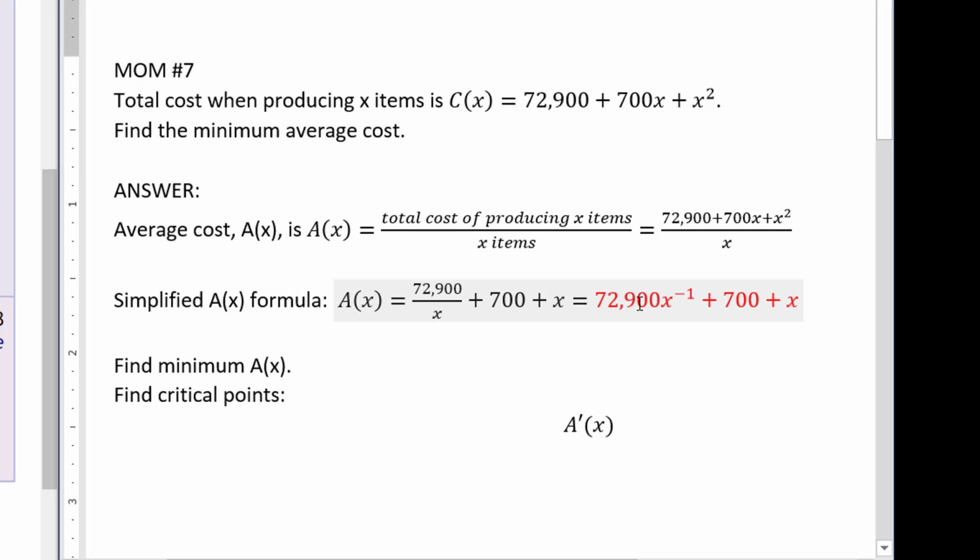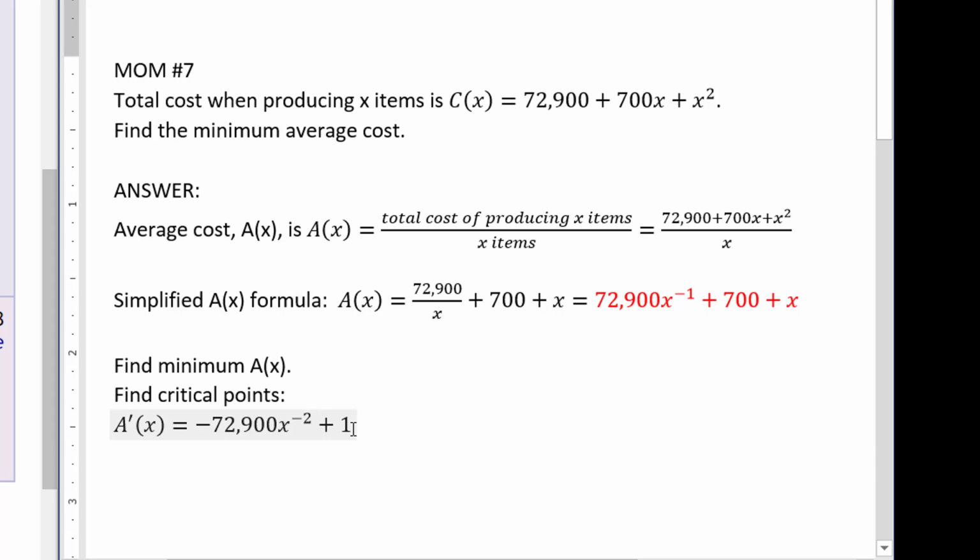Working with the A of x function in red here, I can just use the power rule. So for its derivative, we're going to drop down that negative 1. We'll get negative 72,900 x to the negative 2, because we subtract 1 on the exponent. Derivative of 700 is 0, plus derivative of x is just 1. So here's our derivative function. We now need to identify where the derivative is undefined and where the derivative is equal to 0.